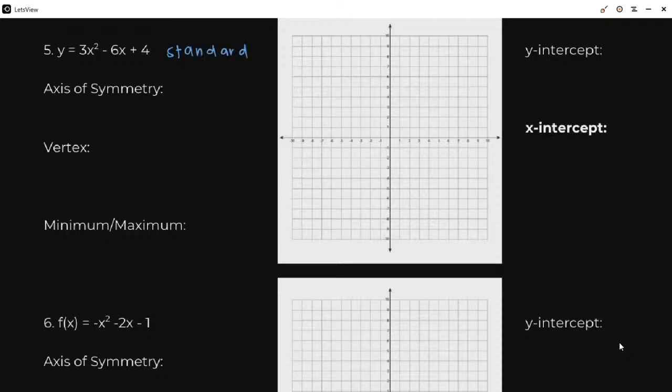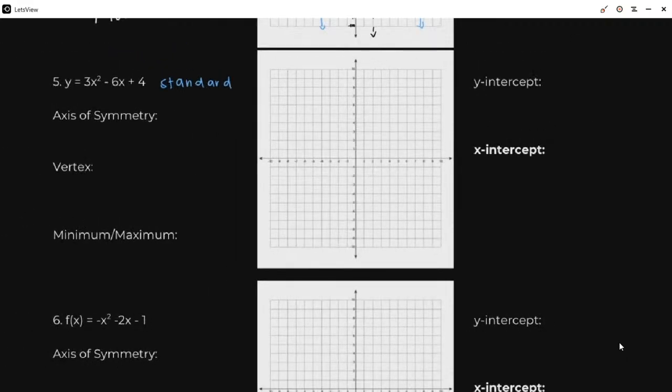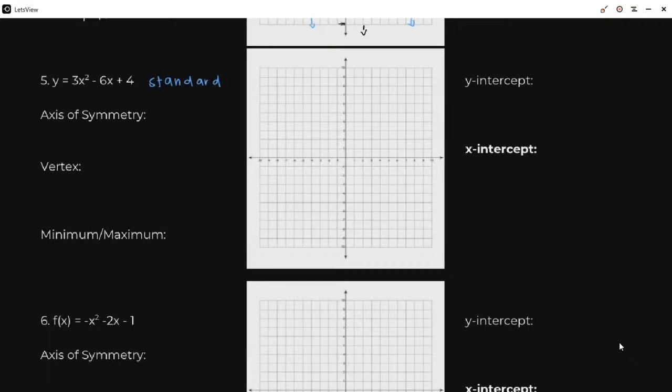Standard. Okay, so in standard form, what we know right away is the y-intercept, and it's always going to be the c value, which is 4 in this case, because if we plug in 0, the 3 times 0 squared minus 6 times 0, that's just going to be 0. So the y-intercept is 0, 4.